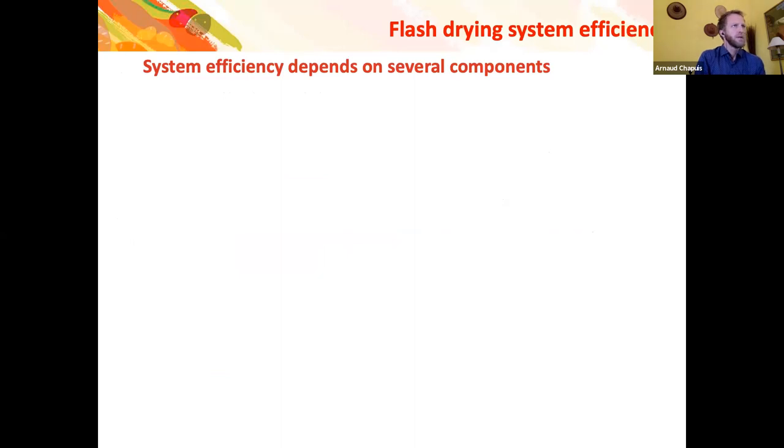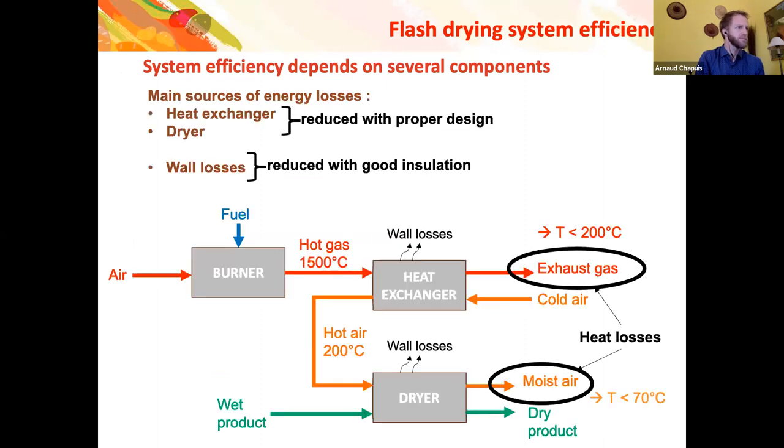So now the efficiency of flash drying depends on several components. It mostly depends on the dryer and on the heat exchanger. So you have different sources of heat losses. You will have heat losses at the dryer level because you release moist air at a certain temperature. So you start with hot air, let's say at 200 degrees, and you will release hot air at about 70 degrees for a good dryer or even less.